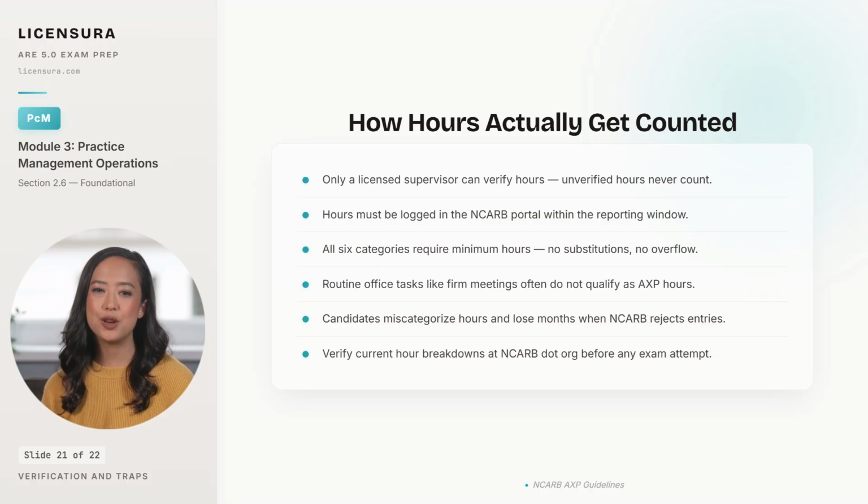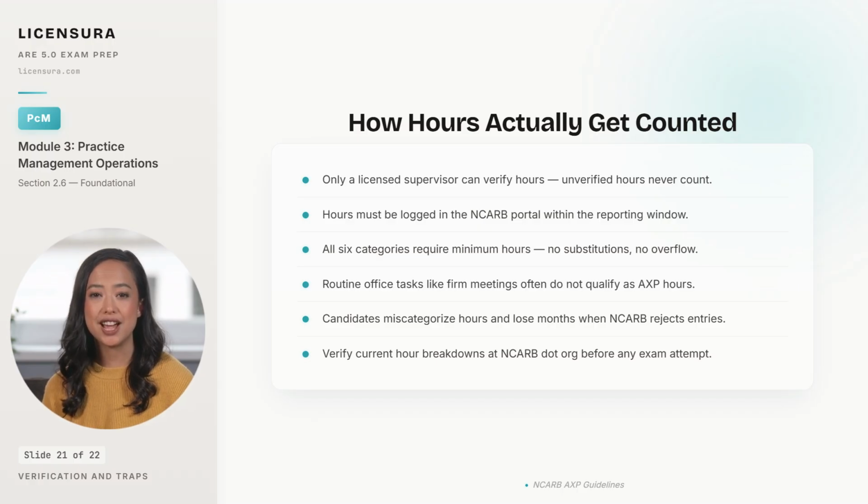Third, every one of the 6 categories requires its own minimum, and an overflow of hours in project development and documentation does not satisfy a shortfall in practice management. There is no substitution rule. Fourth, routine office activity like staff meetings, internal administration, or unrelated firm tasks often does not qualify as AXP time, even when the candidate spent the hours.